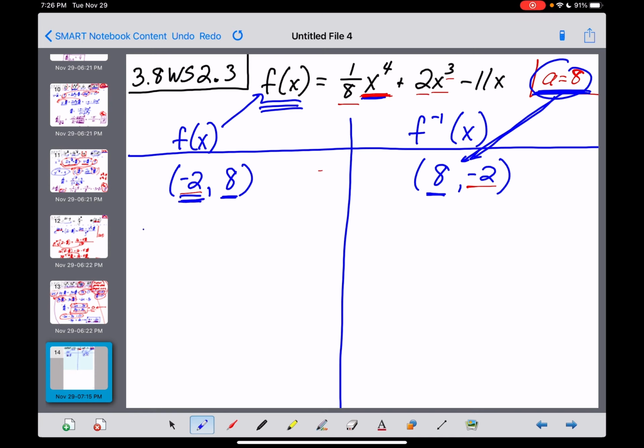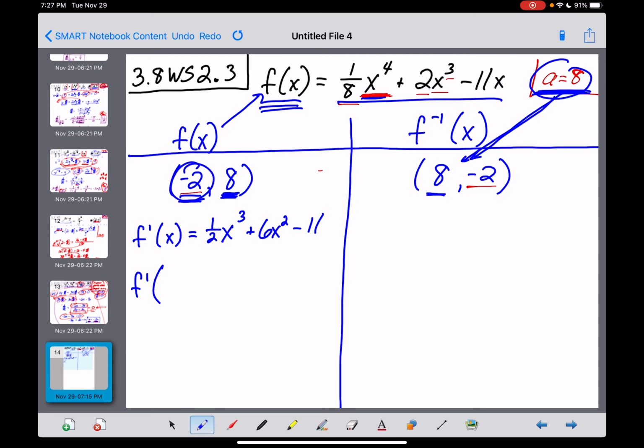So here's what we're going to do, guys. We're going to take the derivative of the original function, so f prime of x, and that one should be pretty straightforward. The 4 times the 1/8 is 1/2 x to the third power, and then plus 6x squared minus 11. We evaluate that derivative not at 8, you guys, but at this x value right here, f prime of negative 2.